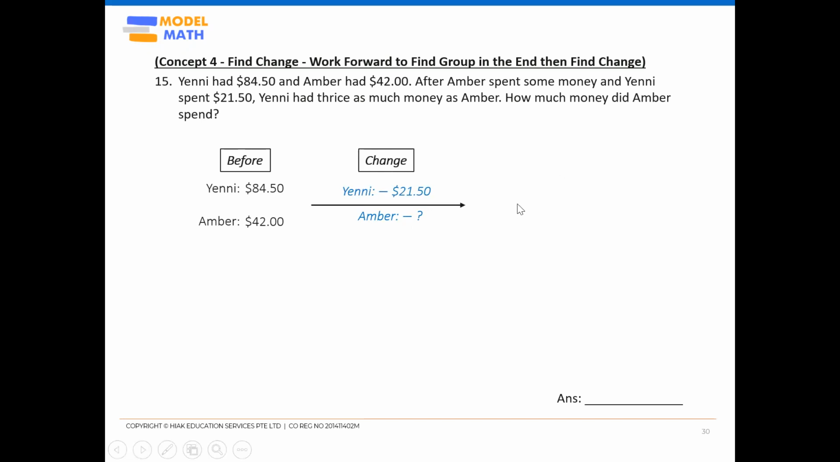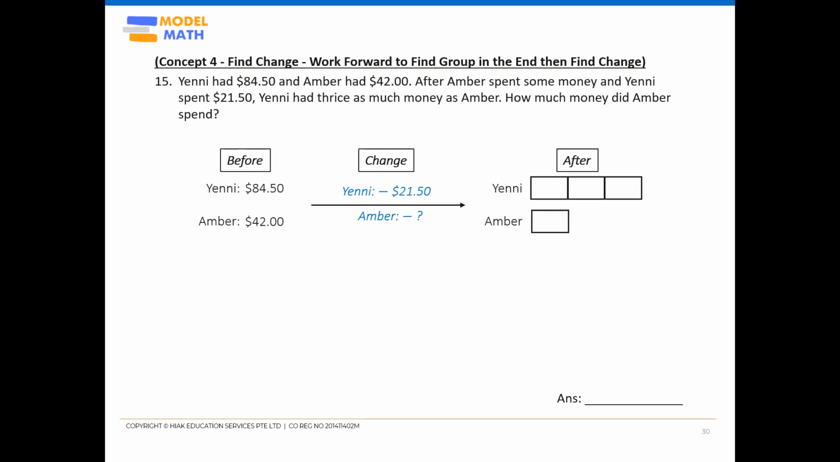Finally, we can now record down the after. What we know is that Yenny now has thrice as much money as Amber. So for thrice, you can just sketch a simple model, 3 units, 1 unit. So 3 units for Yenny, 1 unit for Amber.